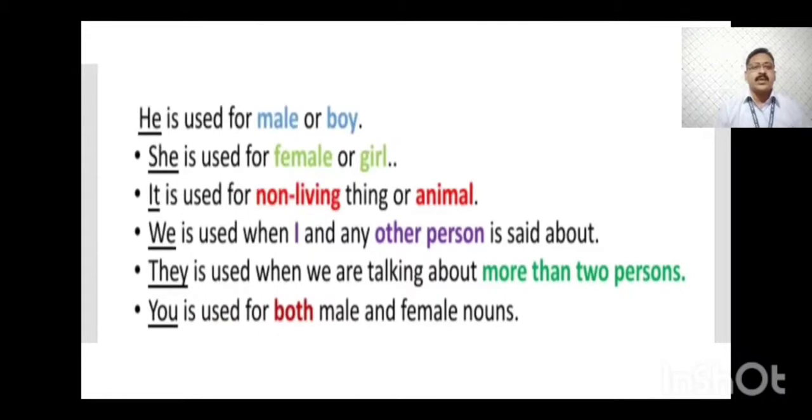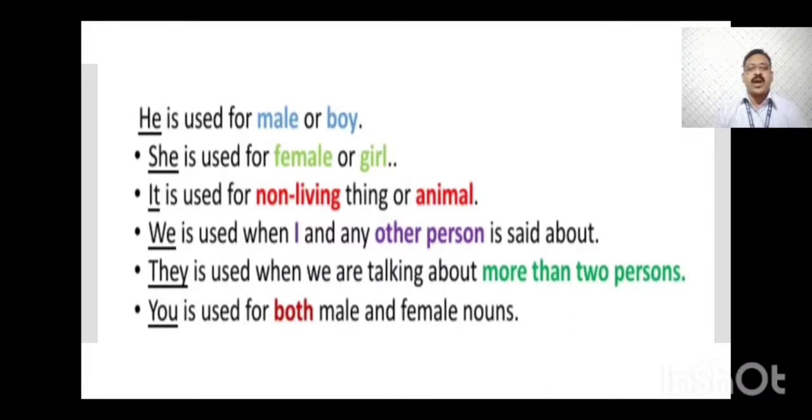Now, he is used for male or boy. As I told you, he is a masculine pronoun. She is used for female or girl. If it is a lady or female or girl, we use she. It is used for non-living things or animals.